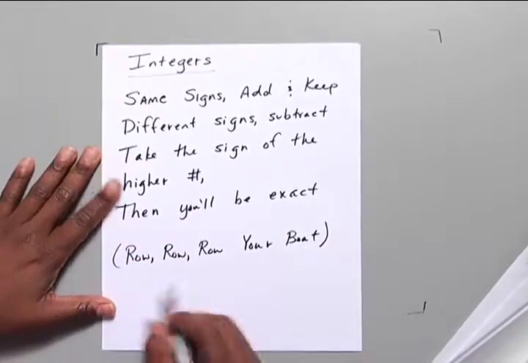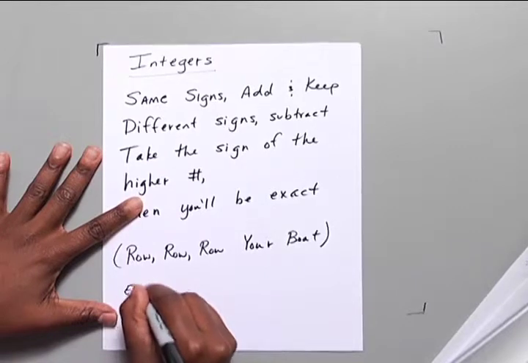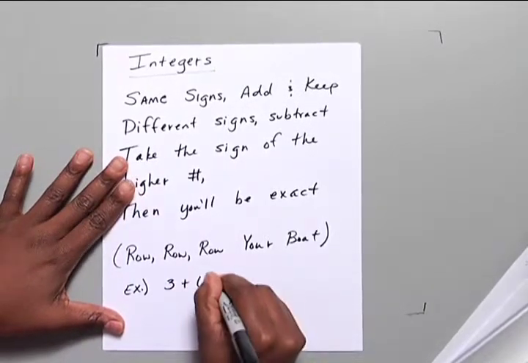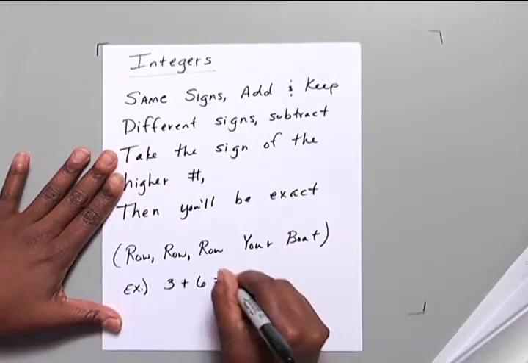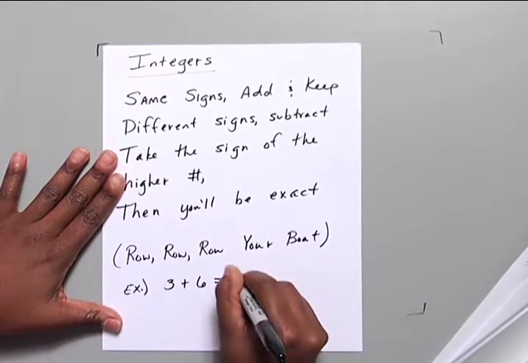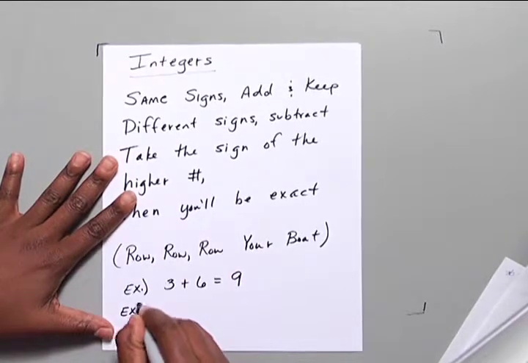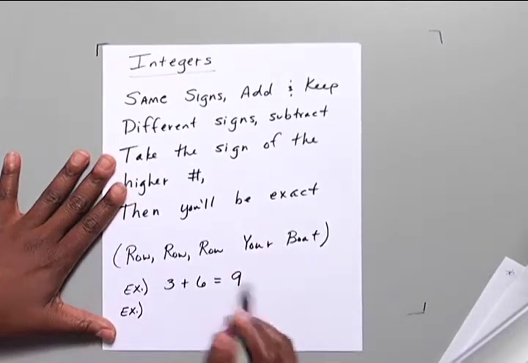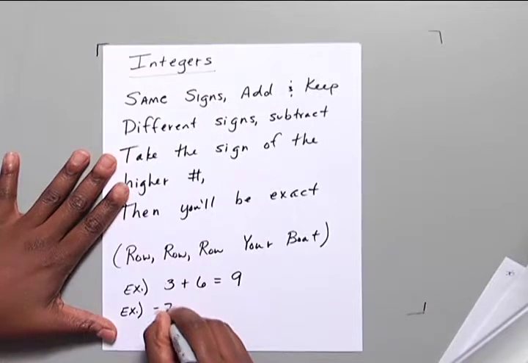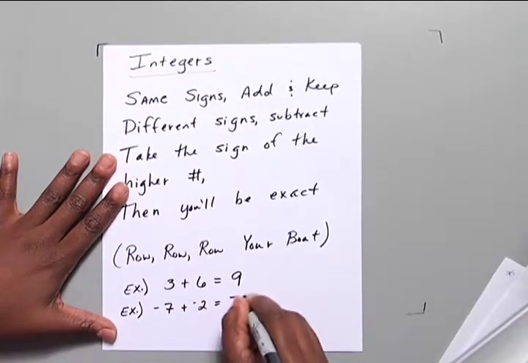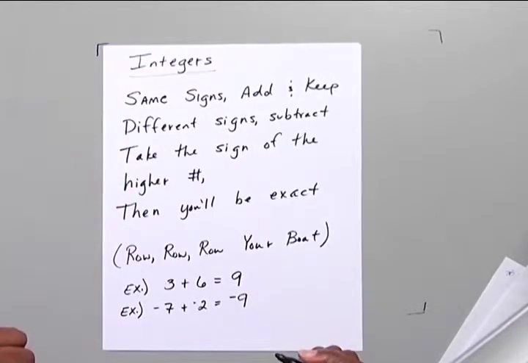And so an example of same signs, add and keep. If we have 3 plus 6, they're both positive numbers. So the answer is going to be positive. 3 plus 6 we know is 9. Another example, if we have two negative numbers, a -7 plus a -2, that's going to give us a -9. So same signs, add and keep.